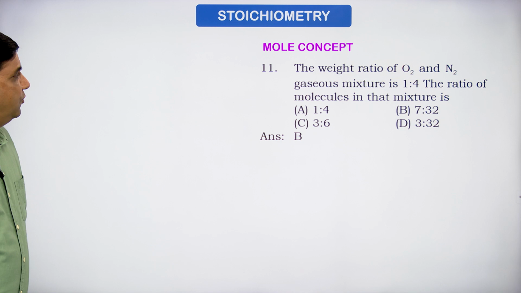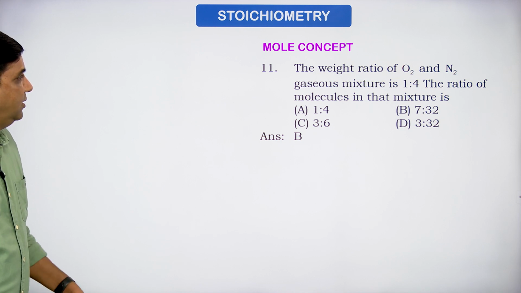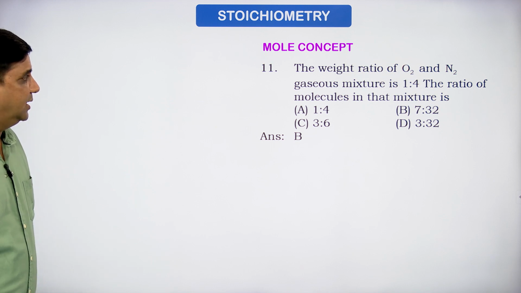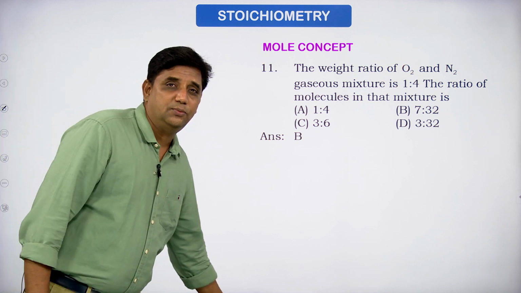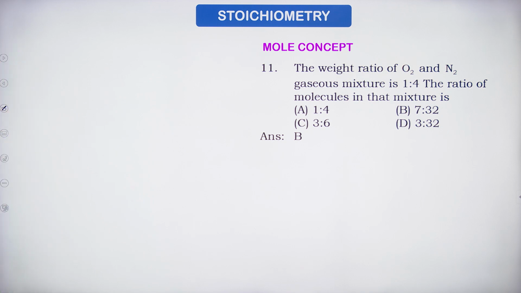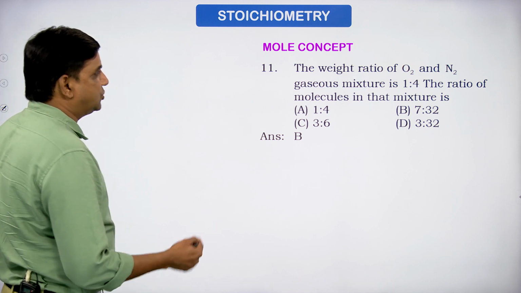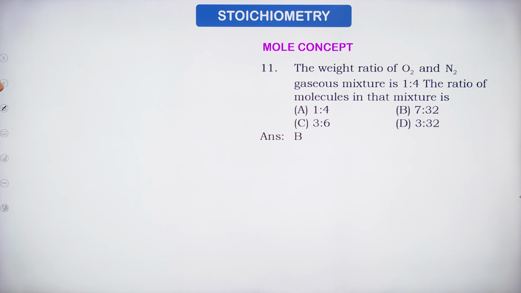The weight ratio of O2 and N2 in a gaseous mixture is 1:4. The ratio of molecules in that mixture is, yeah, this is very, very important. The weight ratio is 1:4 of what? Oxygen and nitrogen.